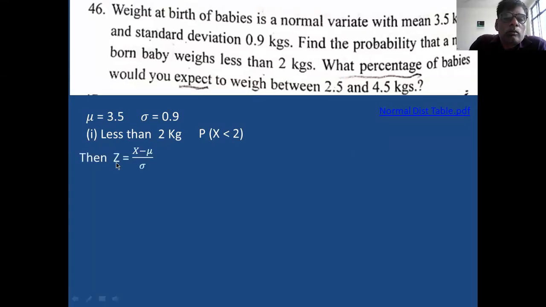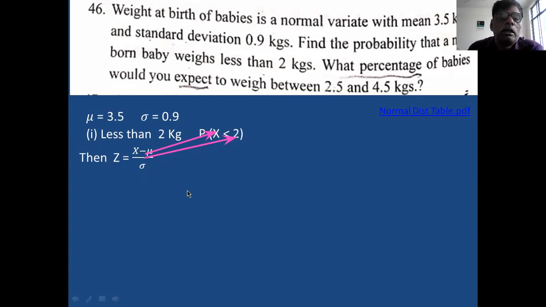So the standard normal variate Z is equal to X minus mean divided by standard deviation. This is the equation. You write this equation twice. Once again I will show. You write this equation in place of X, and secondly, you write in place of 2. Okay.